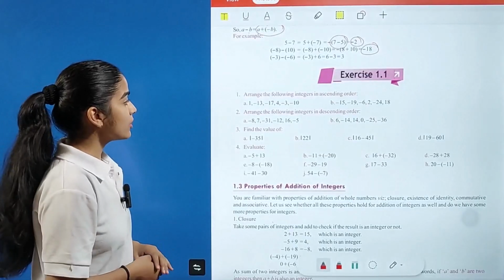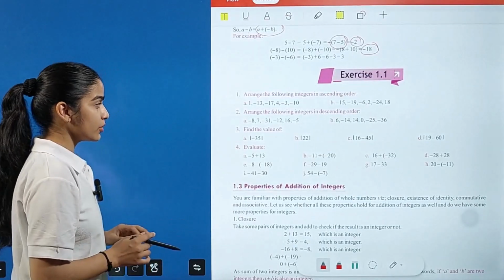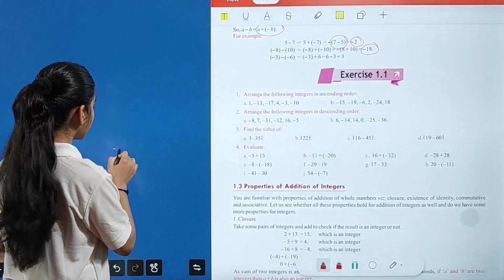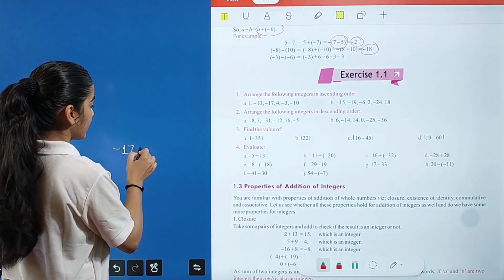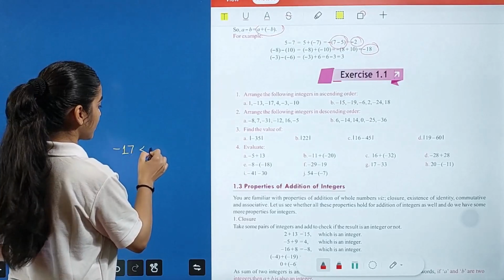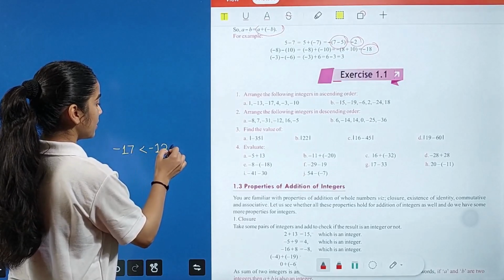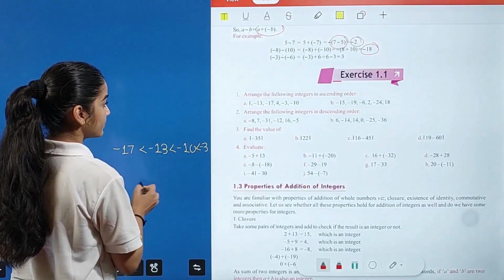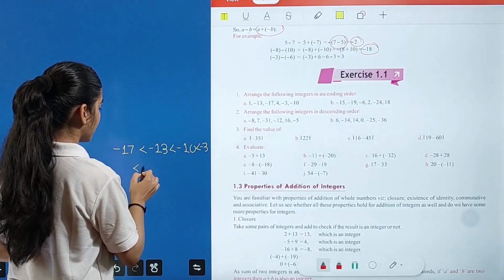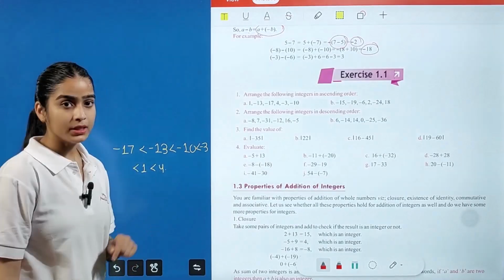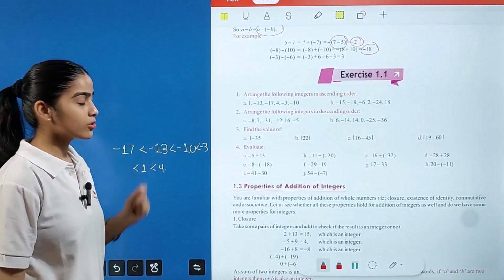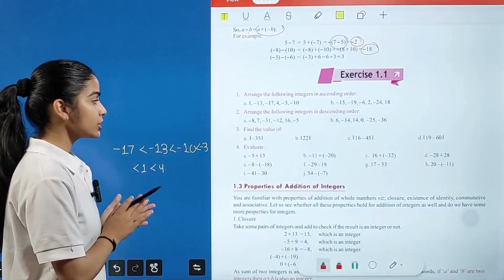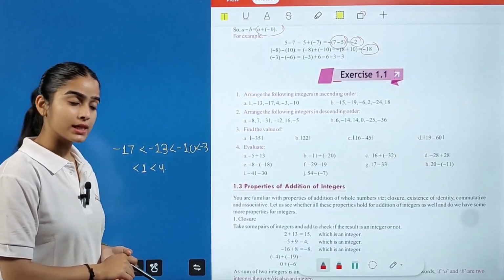Arrange the following integers in ascending order. First of all, you have to arrange in ascending order. Which one is smaller? Minus 17 is smaller. Then we have minus 13, minus 10, minus 3, after this 1, and then 4. In this way, you have to represent your question number 1 part B. Now the same you have to do in question number 2, where we have to arrange the numbers in descending order.